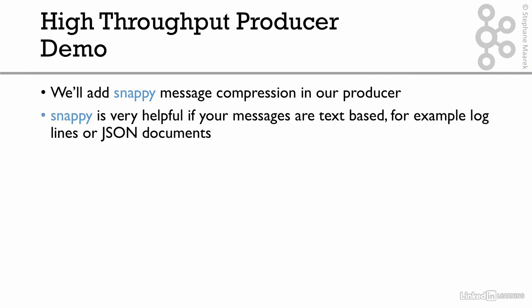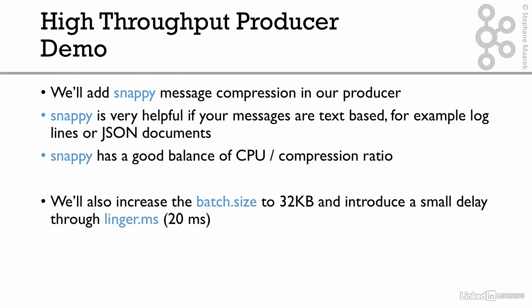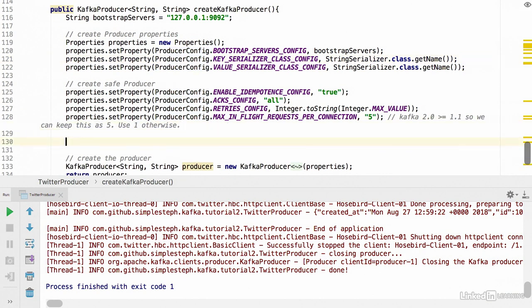And snappy to me is very helpful because if your messages are text-based, and our tweets are JSON and text-based, then this is a perfect algorithm for you. I think that Snappy, personally speaking, has a good balance of CPU usage and compression ratio. Snappy was made by Google, by the way, so a lot of engineering thoughts into that compression mechanism. And we'll also increase the batch size to 32 kilobytes and introduce a small delay through linger.ms to 20 milliseconds. So here we are, and we are going to add some high throughput settings.